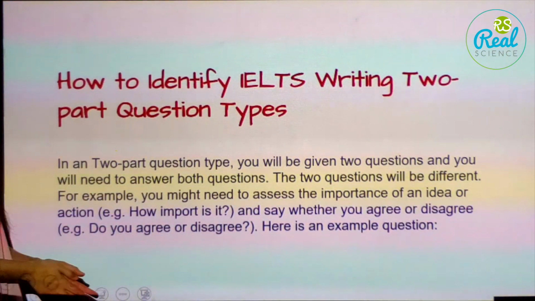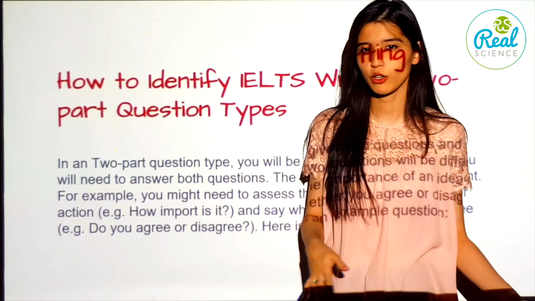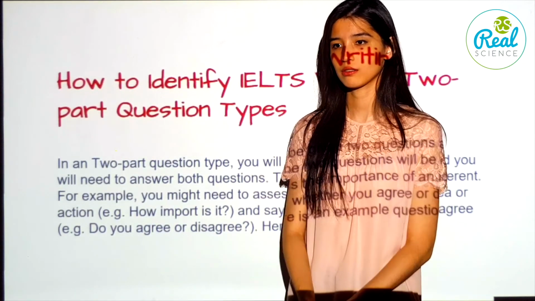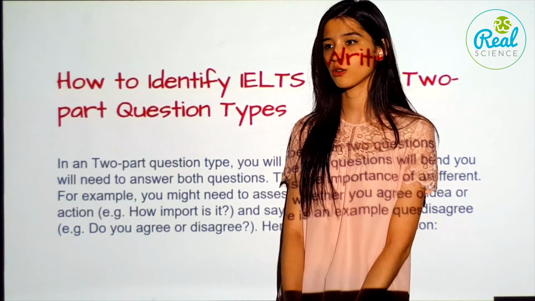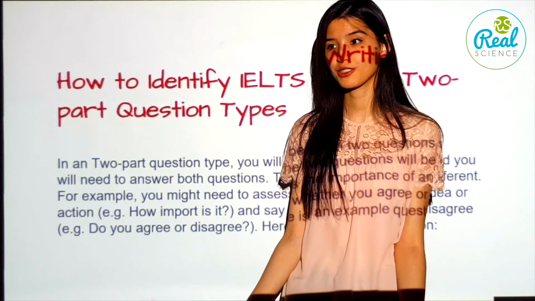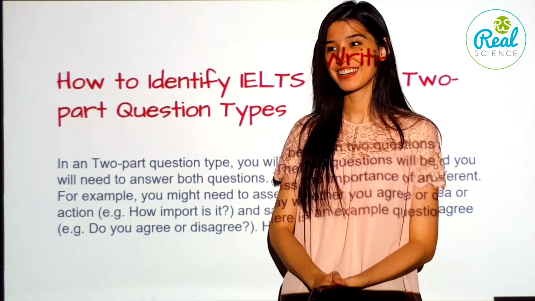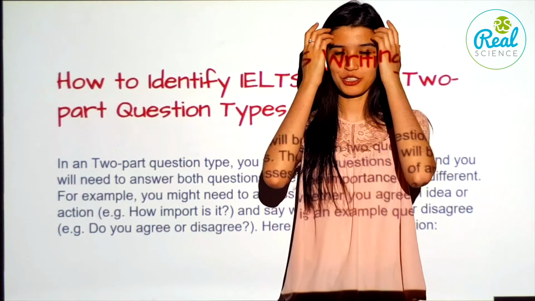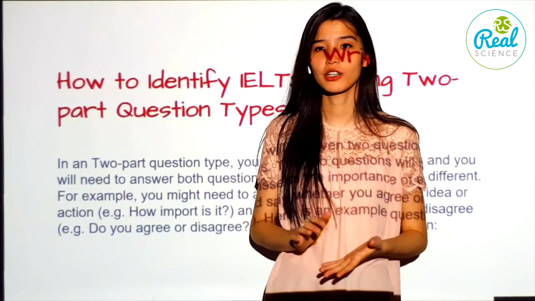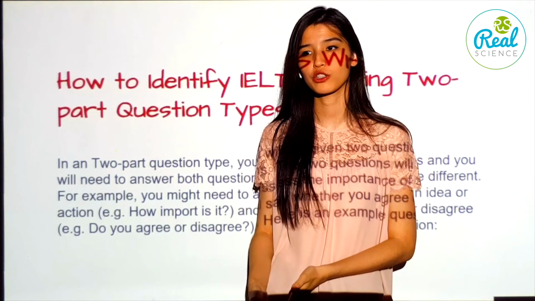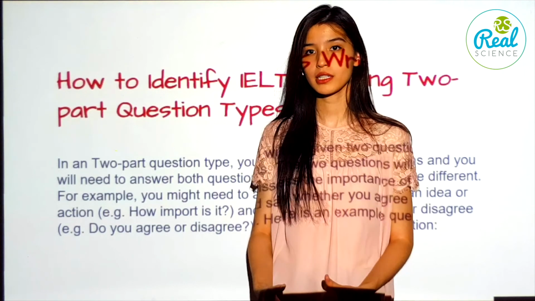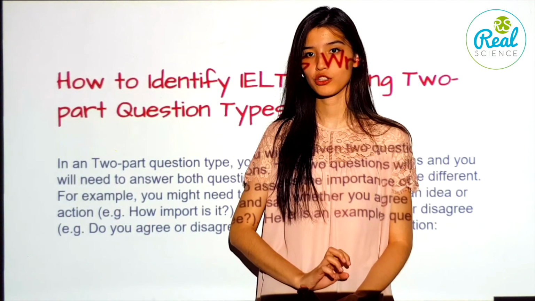So how do you identify a two-part question when you have two parts in one question? Do you have any ideas? What are the ways to identify it? There are two questions. Yes, simple, easy. Simply, you have two questions in one task. Does it mean that you have to answer both of them, or can you leave out one question? No, both of them. We should answer it. It's a must that you address both questions.